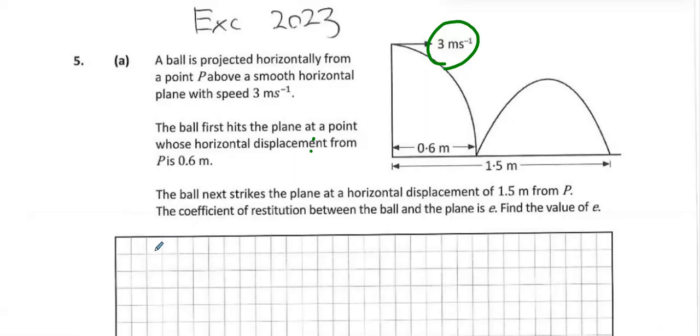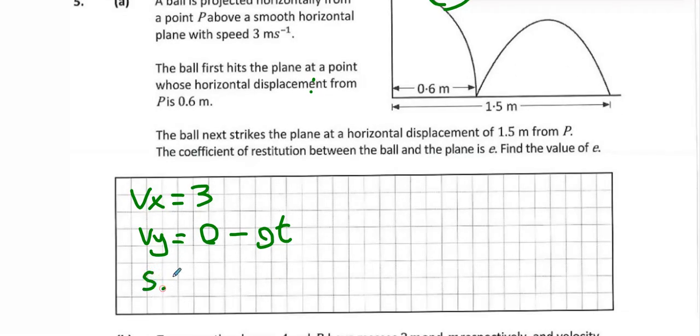So if you're to do your 5 moves of doom, it'll be phi x is 3. Phi y would be 0 minus gt, won't it? Because it's u plus at. And your sx is going to be 3t, and your sy is going to be 0 minus a half gt squared, okay?